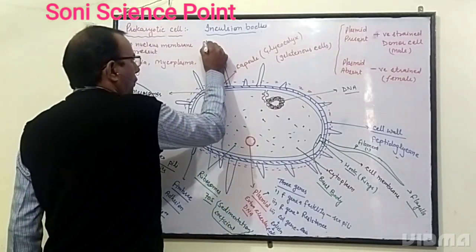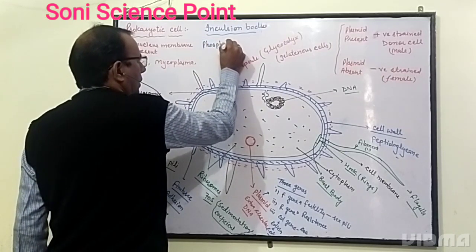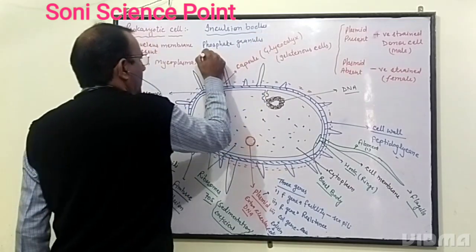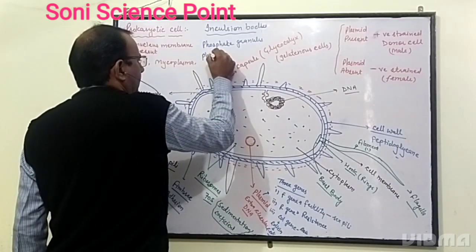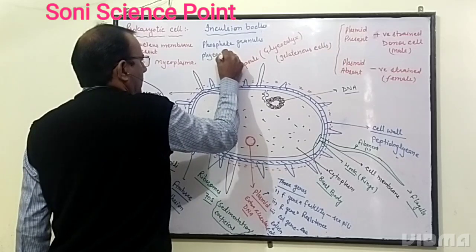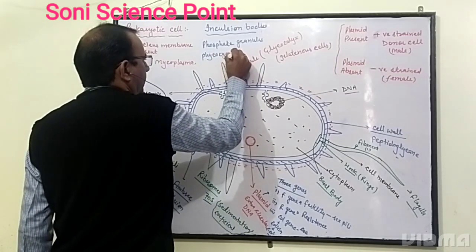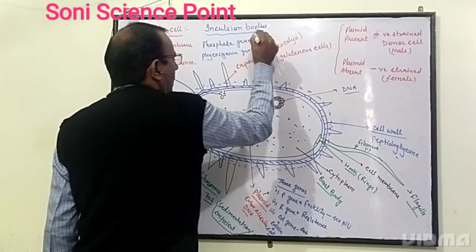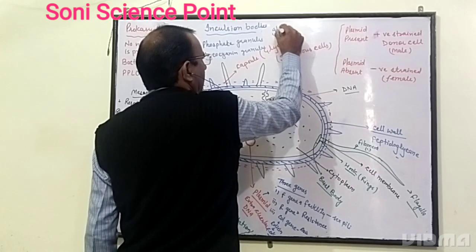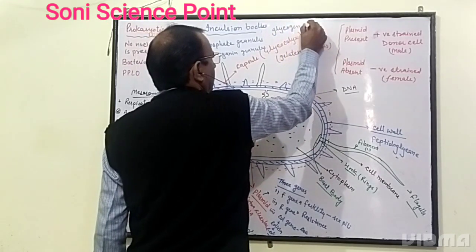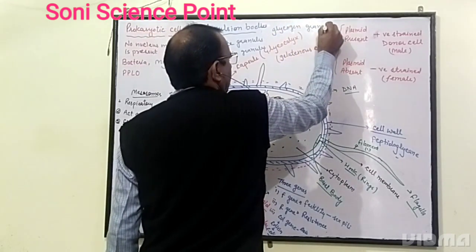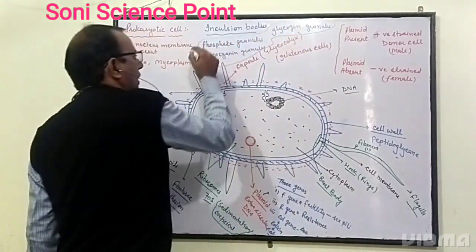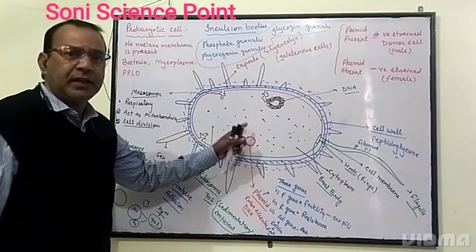For example, phosphate granules, phycocyanin granules, and glycogen granules. These are also found in cytoplasm because they are other than cell organelles.